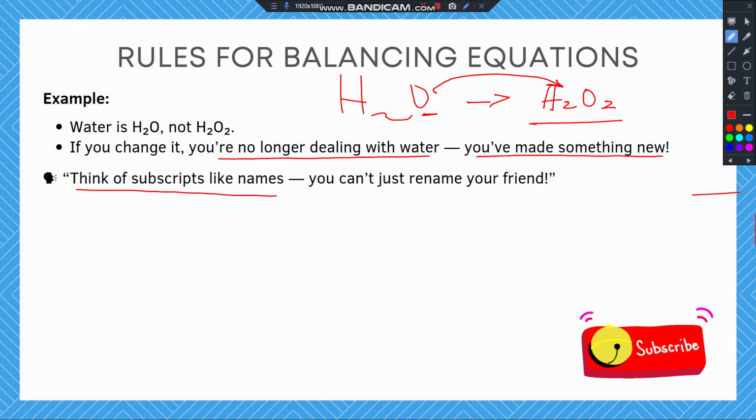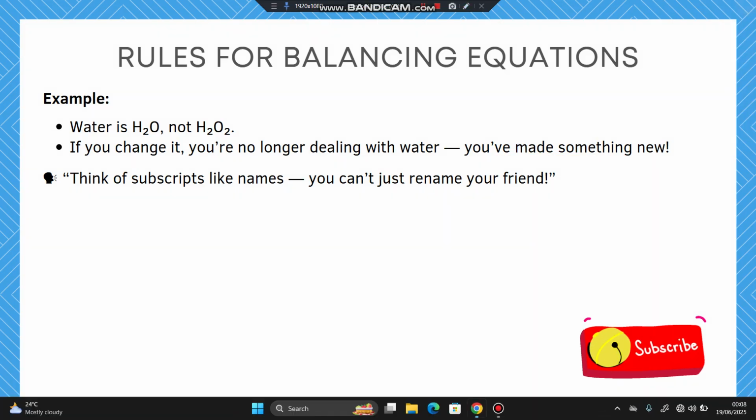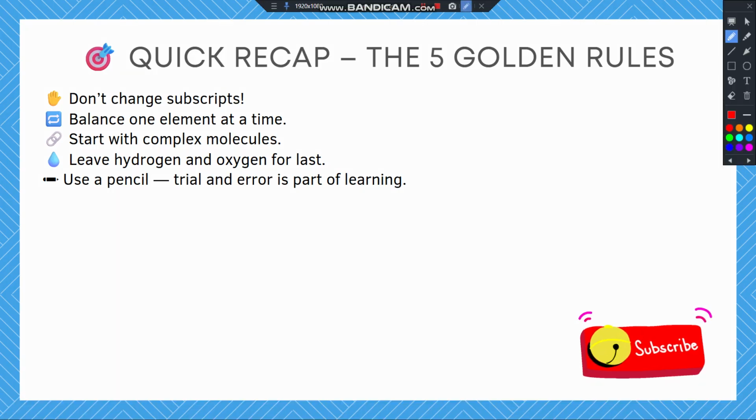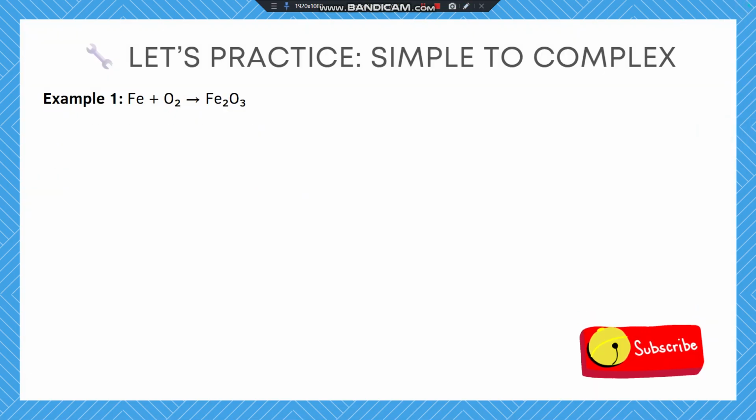Think of subscripts like names. It's just like changing the name of your friend. You can't just rename your friend just like that. It's like changing their identity. So that's what happens when we're balancing chemical equations. So here's a quick recap of the 5 golden rules that we saw when balancing chemical equations. You do not change subscripts. You are to balance one element at a time. Start with the complex molecules, leave hydrogen and oxygen for the last, and then use a pencil. The trial and error is part of the learning process.